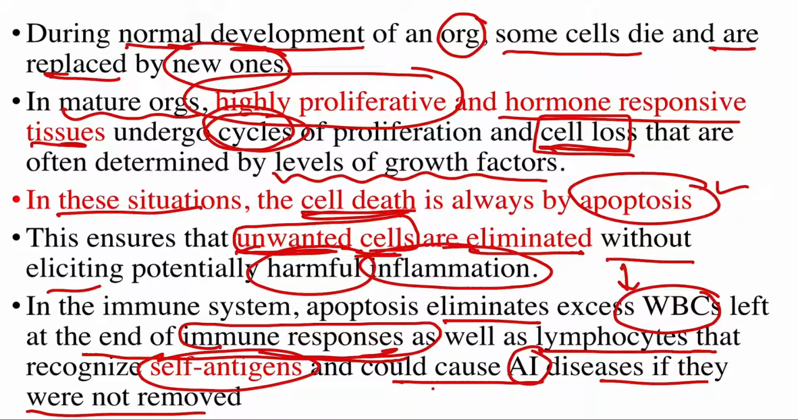And another example is that we know that there are some lymphocytes in the body that can recognize the self-antigens, and if these are not destroyed, they will pose the harm for autoimmune diseases in the future, and we don't want that to happen. So body has a protective mechanism against it, that is, it recognizes these lymphocytes and causes apoptosis.